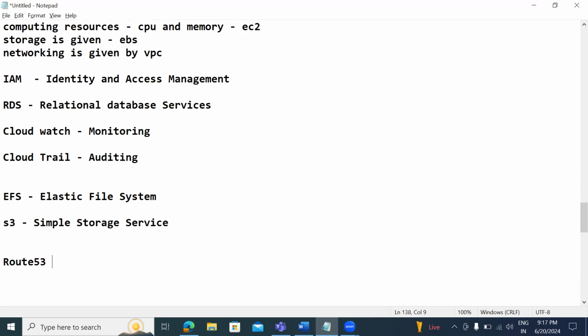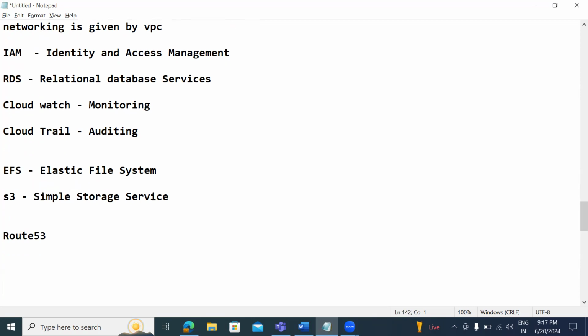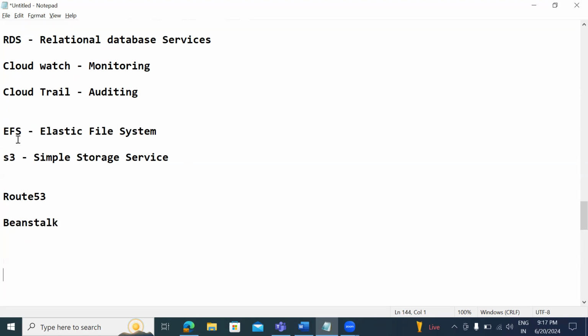Then we have another very important service, Route 53. Why we use Route 53 we'll discuss. As of now, keep in mind it's a DNS service. Then Beanstalk. Then database-wise, there is one more called ElastiCache. Then DynamoDB. So here we have RDS, ElastiCache, DynamoDB. There are other storage and database services also. We'll discuss those also.